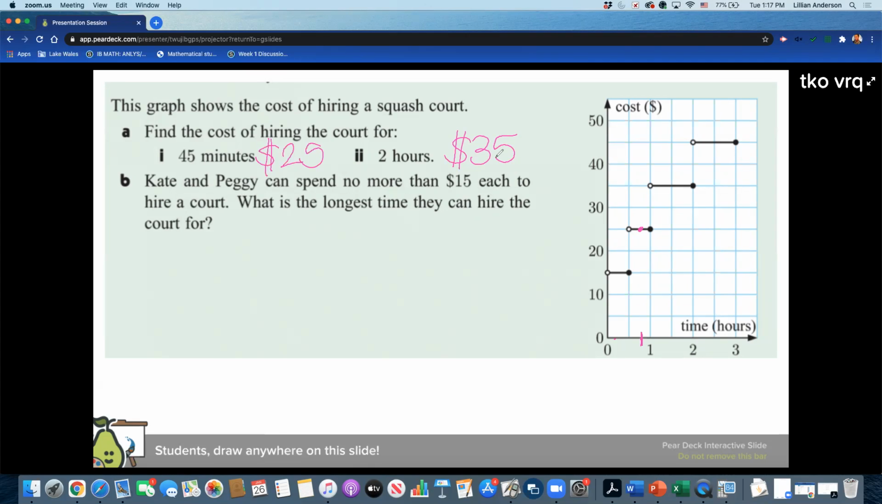Okay, still basically pulling off values from the graph. Now, Kate and Peyton have spent no more than $15 each to hire a court. What's the longest time they can hire the court for? They can only spend $15 each to hire a court. So then the longest time they could spend would be 1 hour. And the thing is that they only have $15 each, so that's $30. Unfortunately, 30 falls in between two particular values, and the truth of the matter is that you can't go up because you ain't got the money for it. So the only place they can fall is right within here, which is 1 hour. Okay?